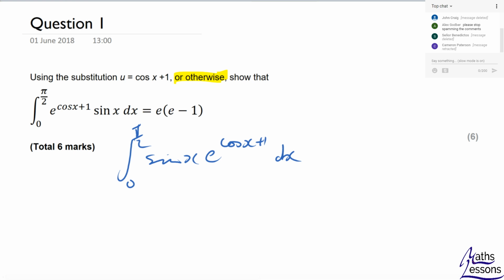What I can see is that this differentiates to give me this, roughly. So cos goes to minus sine. So therefore, my integral will be e to the (cos x plus 1), and I'm going to have a minus, minus e to the (cos x plus 1). And I can check that by differentiating. Always check them by differentiating, just to make sure you haven't made a mistake.